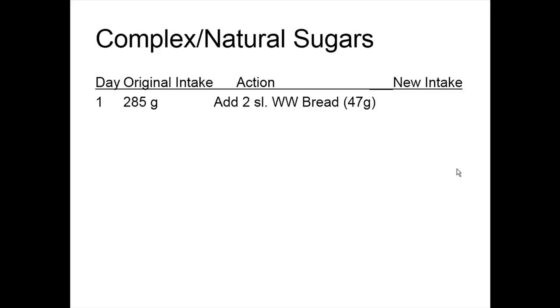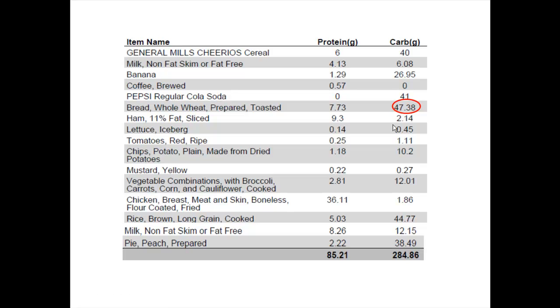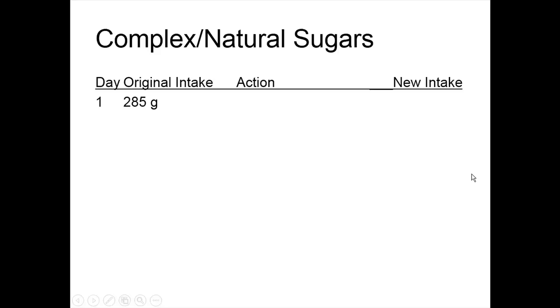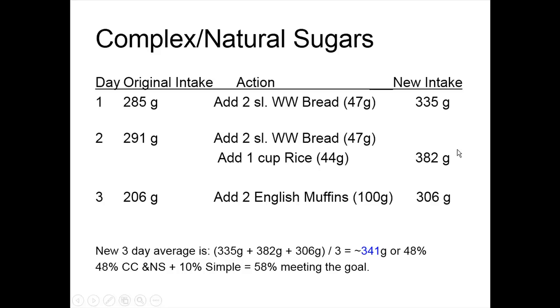So we're at 285 first, and then we're going to add some bread because it's 47. So again, if we go back, we saw it was 47. So if we add 2 slices, we would get 335. And then we make changes. And I just made these up, but we made changes here, here, and here, and do that.